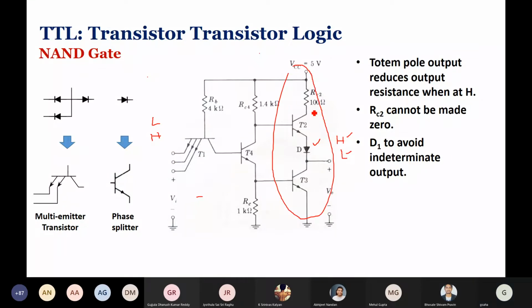And one of the objectives of having this totem pole output is to send more current to the load and effectively reducing the output resistance. So how that happens and all those things, we shall now discuss in a little bit more detail, quantitatively.